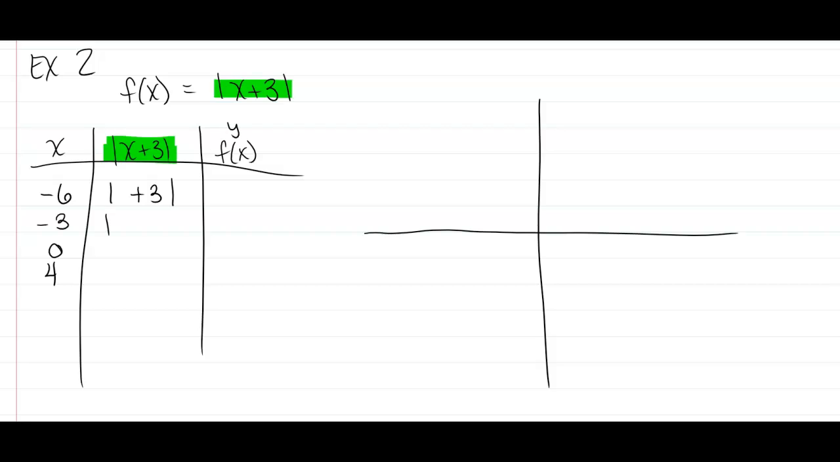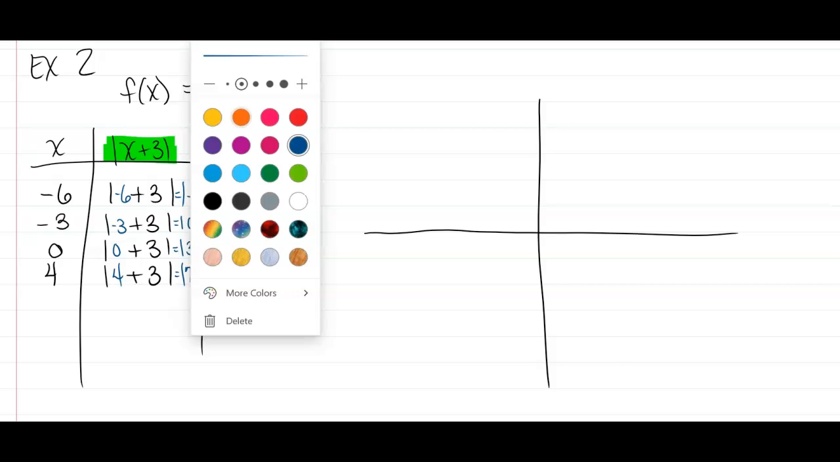Whatever x is, I'm going to add 3 to it and get the absolute value. And then this -6, plug it in here. So -6 plus 3 is -3, and the absolute value of -3 is +3. Plug in -3 here. -3 plus 3 is 0, and the absolute value of 0 is 0. We have 0 plus 3 is 3, and the absolute value of 3 is 3. And then we have 4 plus 3 is 7. The absolute value of 7 is 7. So we're going to go ahead and write our points as coordinates.